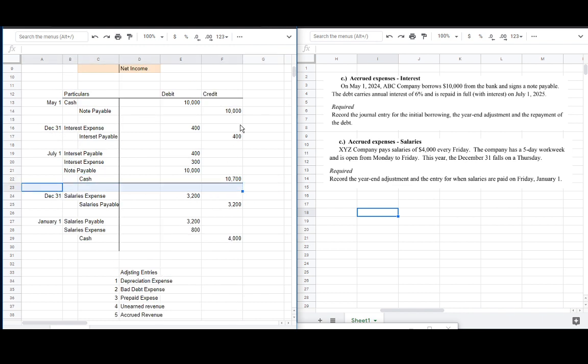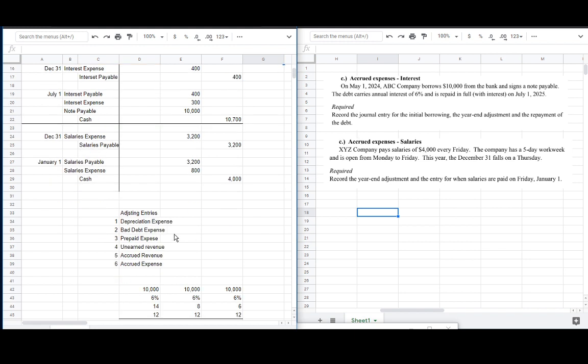Let's proceed to the next problem, accrued expenses, salary. So XYZ Company pays a salary of 4,000 every Friday. That is the ideal, where every day, how much is it? 4,000 divided by 5, and 800 is what it pays every day.